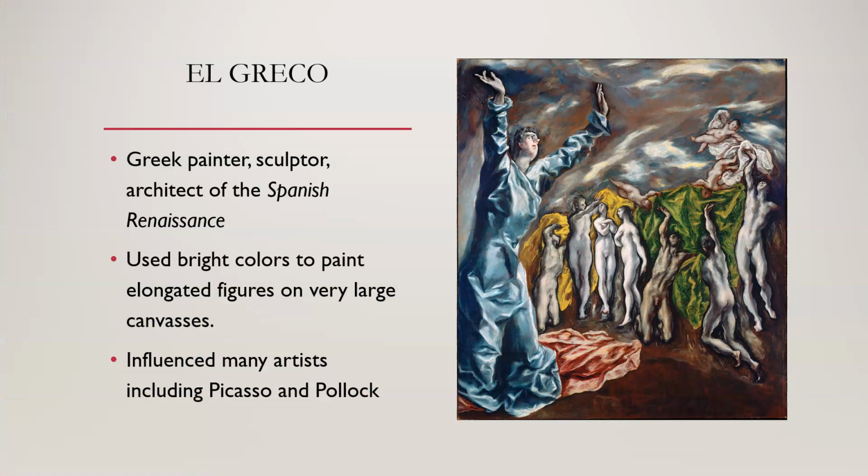And finally, El Greco, and here we see the elongated figures again. He was a Greek painter from Italy that moved to Spain, so very complicated life, but he was part of the Spanish Renaissance. He used bright colors as well, and it's almost like a dreamlike quality, and you can see that it influenced later artists such as Jackson Pollock and Pablo Picasso.